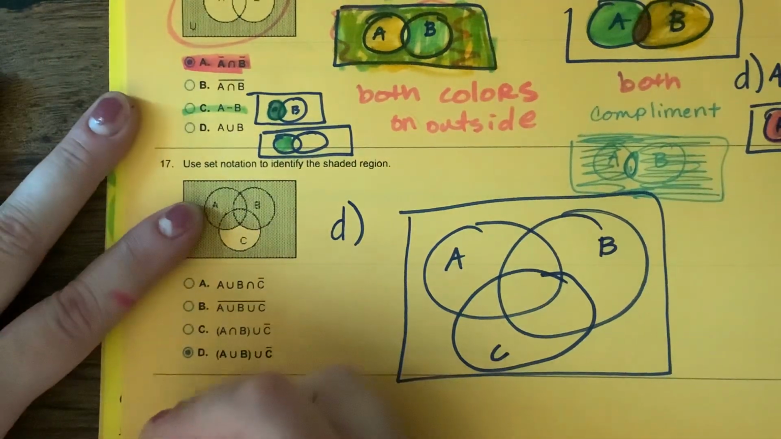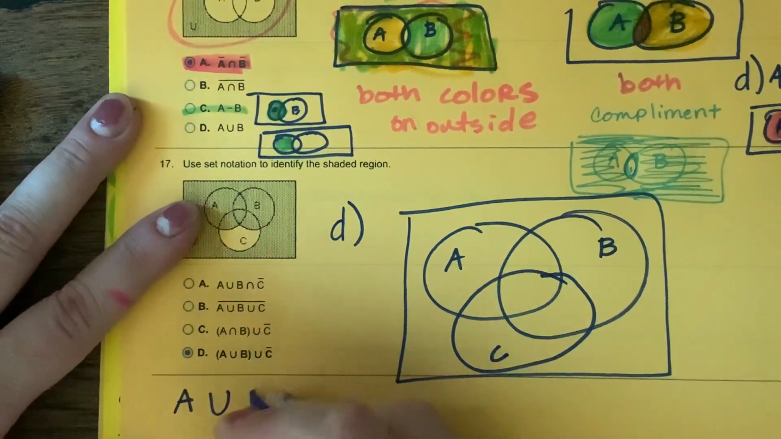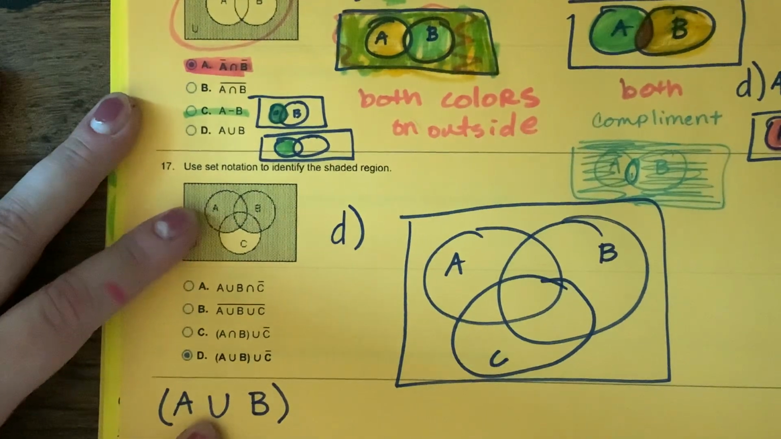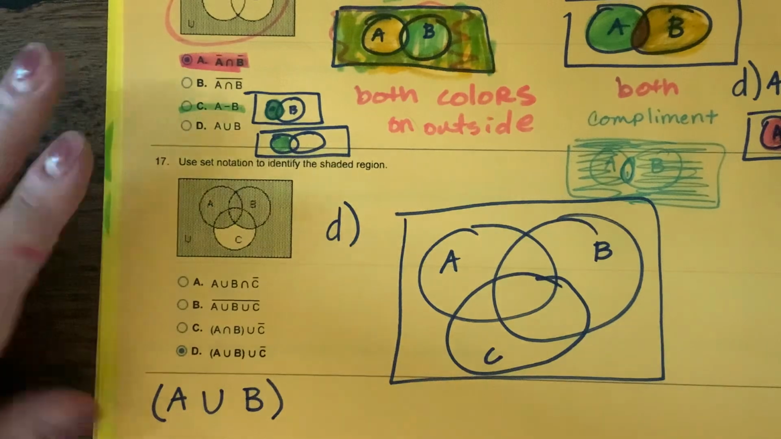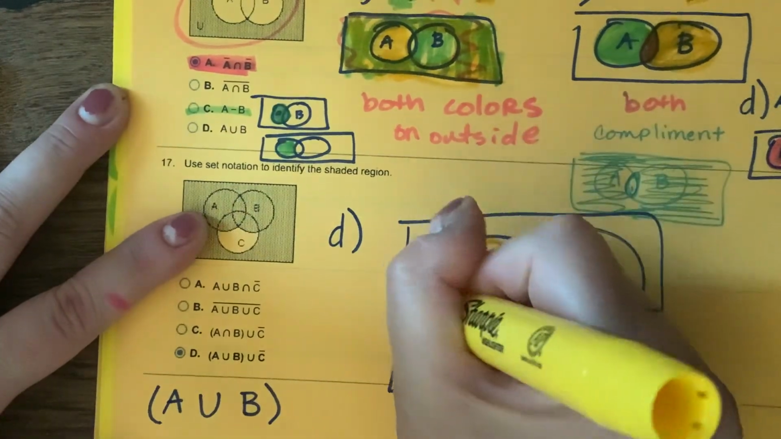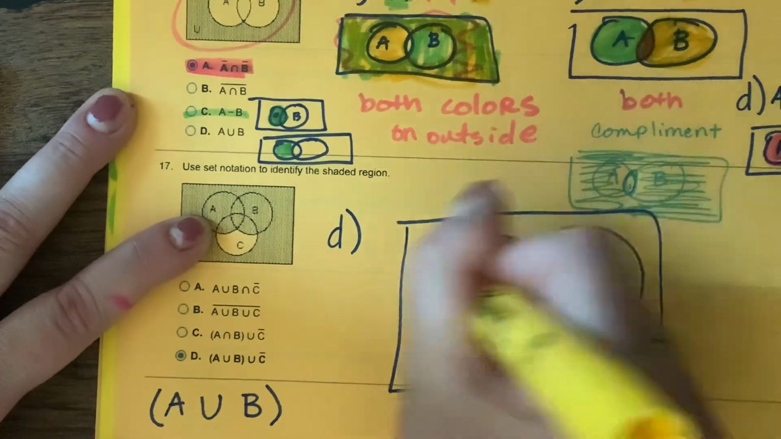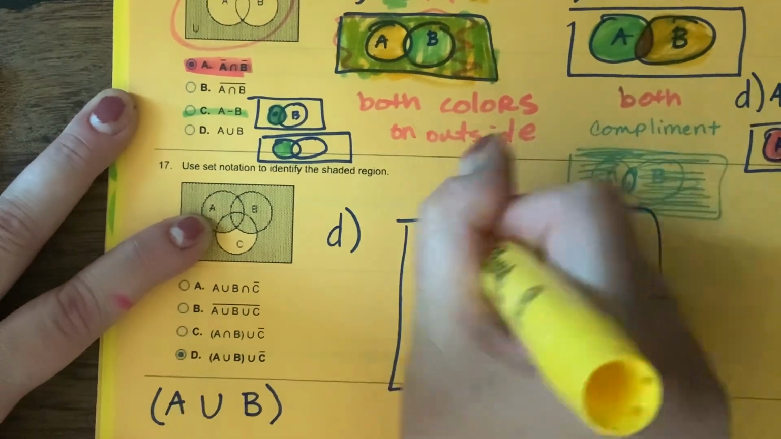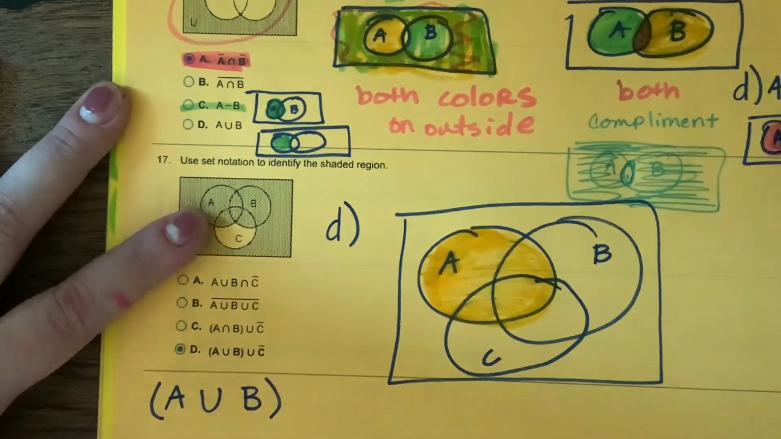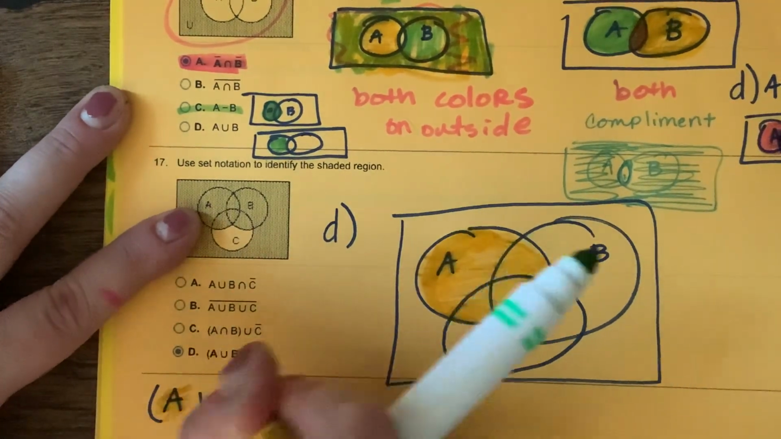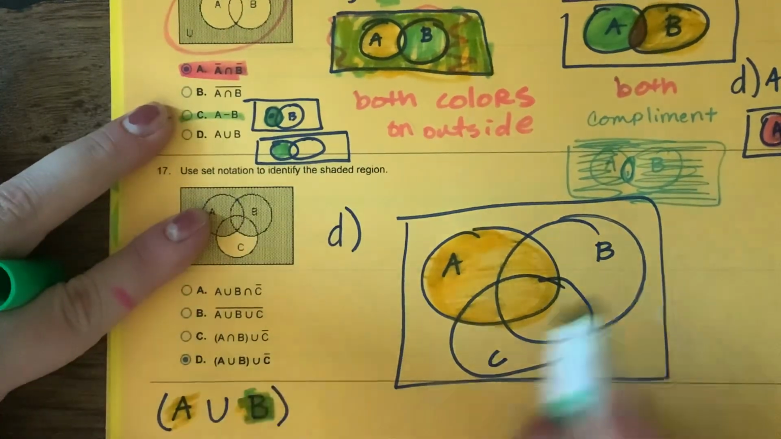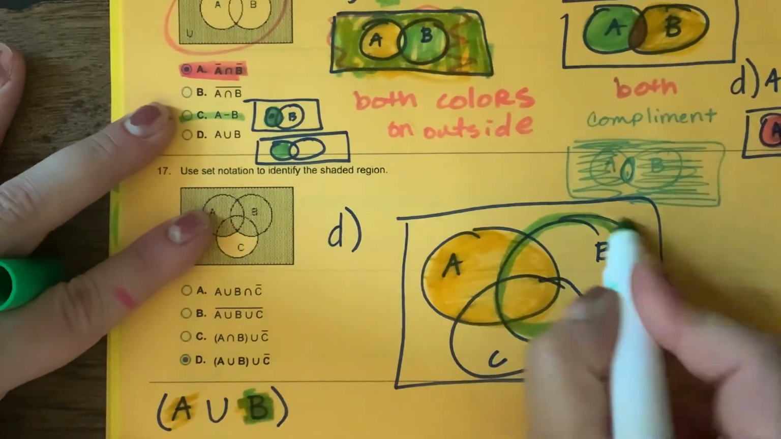We're going to do the parentheses first. We're going to say A or B. Okay, well, I think we already did that in another problem, but A is this yellow, all of this yellow. B is this green, all of this green.